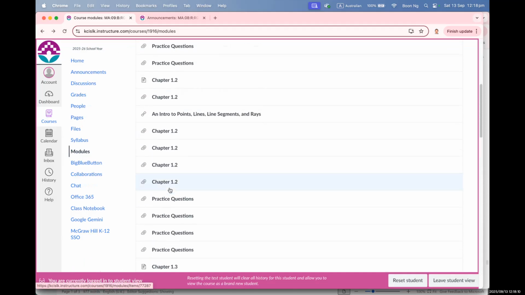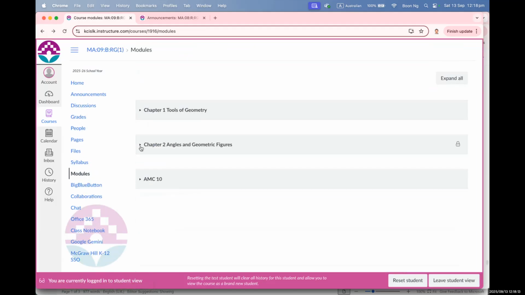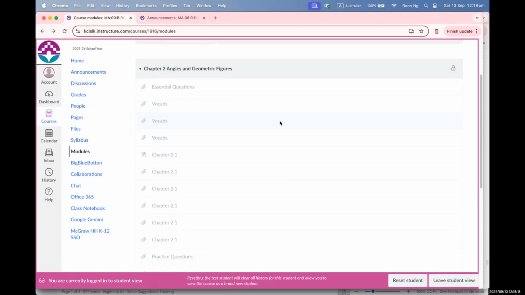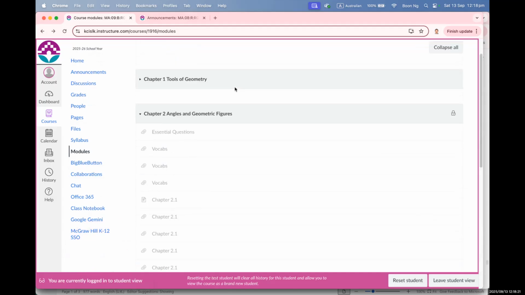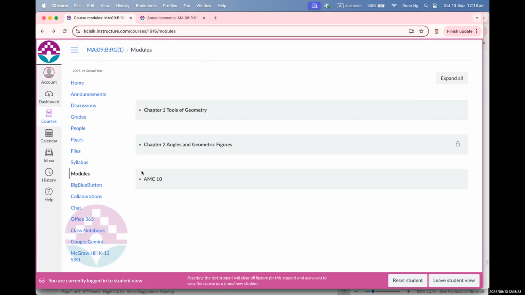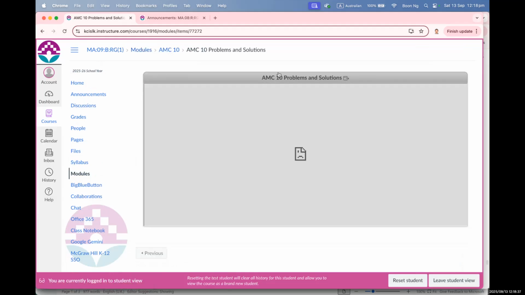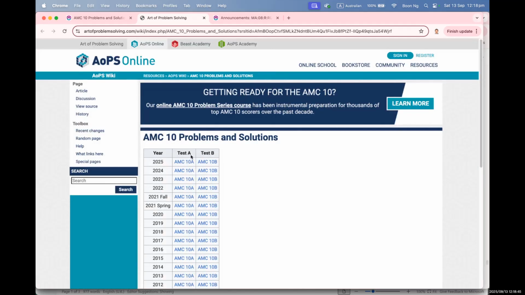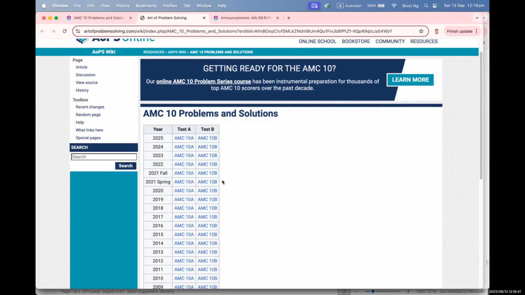Starting from next week, we will be doing chapter 2. If students are very interested in math and would like to challenge themselves, they can try AMC 10. AMC 10 stands for American Math Competition Grade 10. When you look at this, it has many years of past papers.